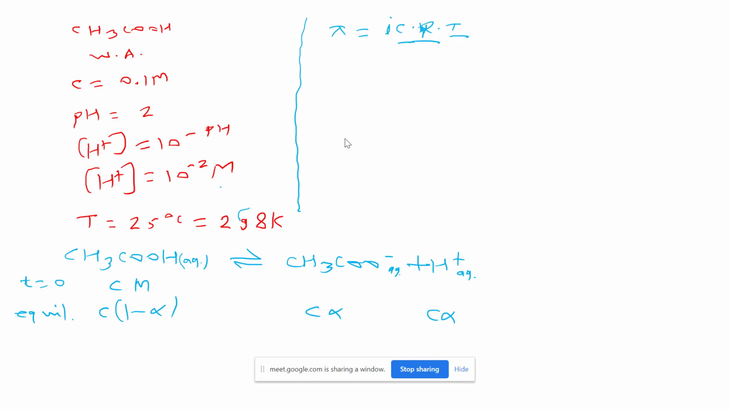So what value of H plus do we have here? C alpha, isn't it? Yes, sir. So H plus is given as 10 raised to power minus 2, C is given as 0.1, and alpha is to be found out. Can you say alpha here? It is 0.1. Yes, we are getting this alpha. And after getting alpha, how can we find the i? Just use the formula.